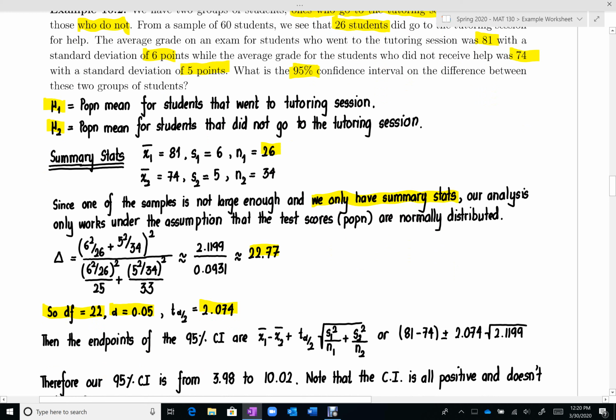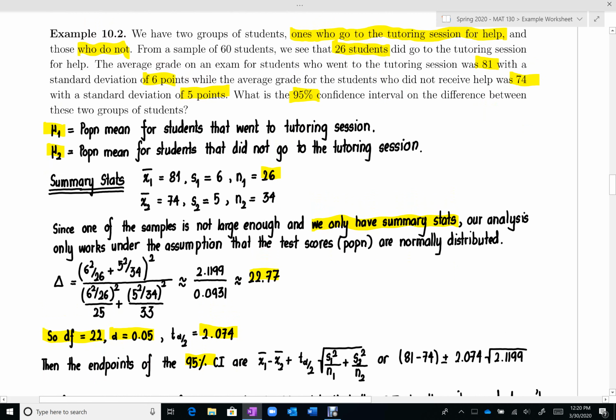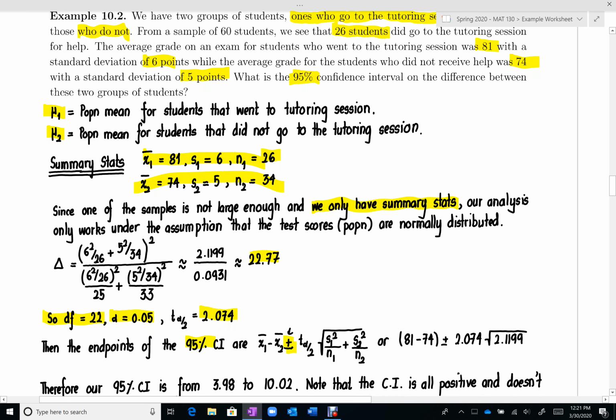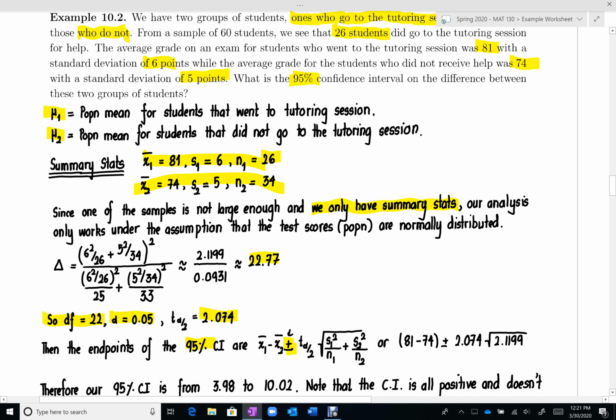Now, once we know that, we can use the formula that gives us the endpoints for our 95% confidence interval. The endpoints are the difference in sample means plus or minus this quantity here. When I use plus, I get one of the endpoints, and when I use minus, I get the other endpoint. So the plus or minus gives me two endpoints. The values x1 bar, x2 bar, s1, s2, n1, n2 are all in our summary stats right there. So we plug them in, and when we do that, we get that the confidence interval is from 3.98 to 10.02.